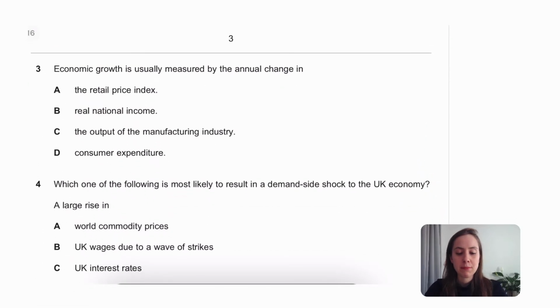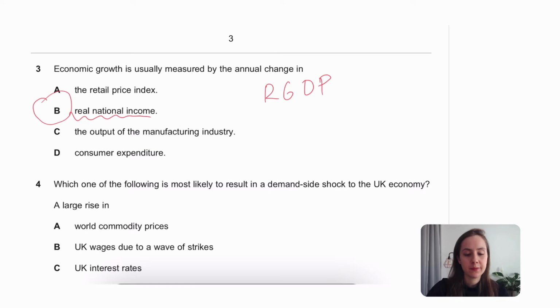Economic growth is usually measured by the annual change in... We're looking for real GDP. And it's usually the percentage change in real GDP. But real GDP is equivalent to real national income, so that is actually a valid answer too.